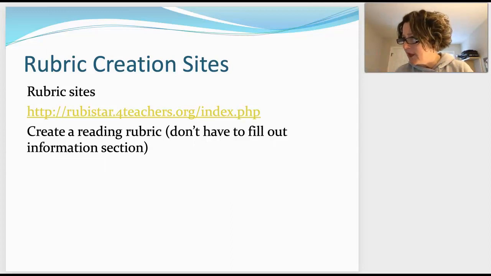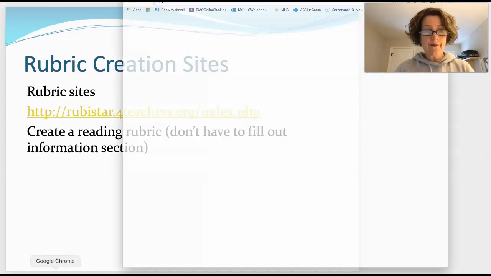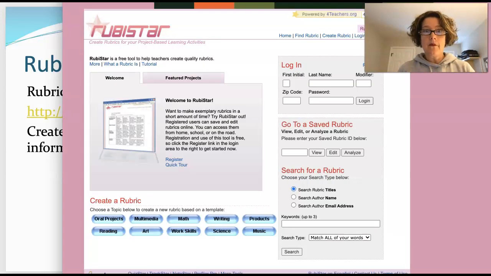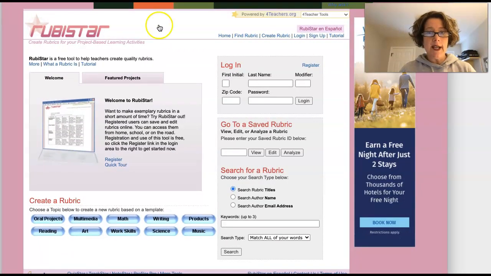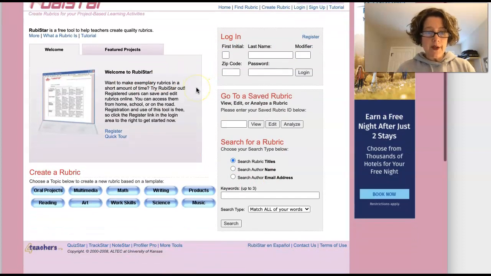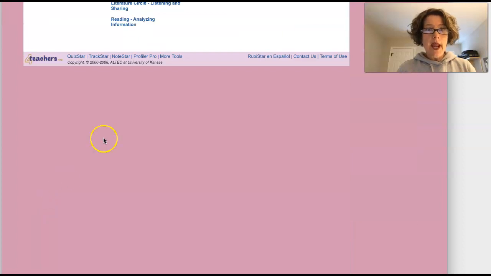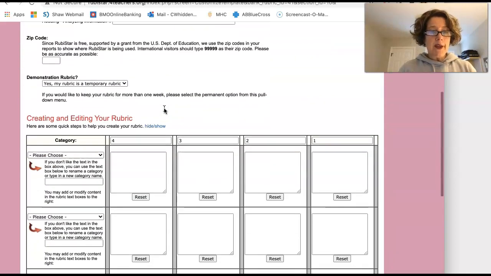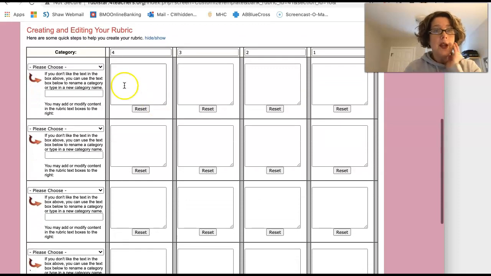Actually, here we go. Let me see if I can just do this because it might make more sense. I'm going to copy this. Hang on here. Okay, so let me just pull this in. So you don't have to fill all this in. Don't do that. So if you go down to here to reading, and then you can go to reading, analyzing information here, skip all this, then this is the section that's kind of cool. So here you go.